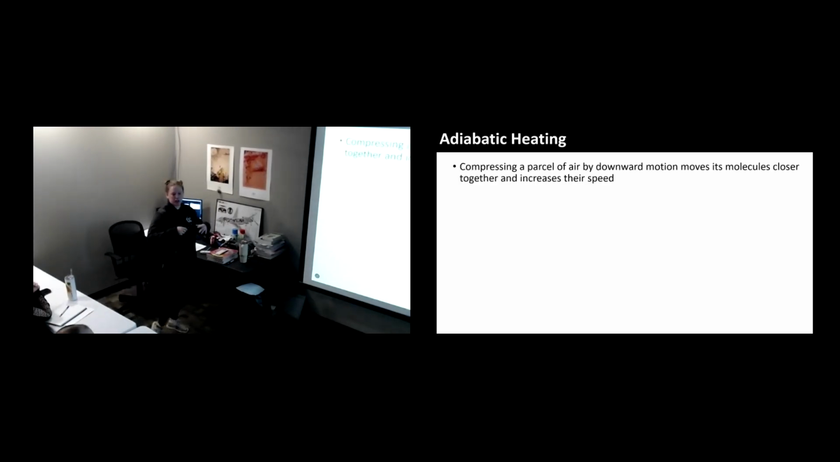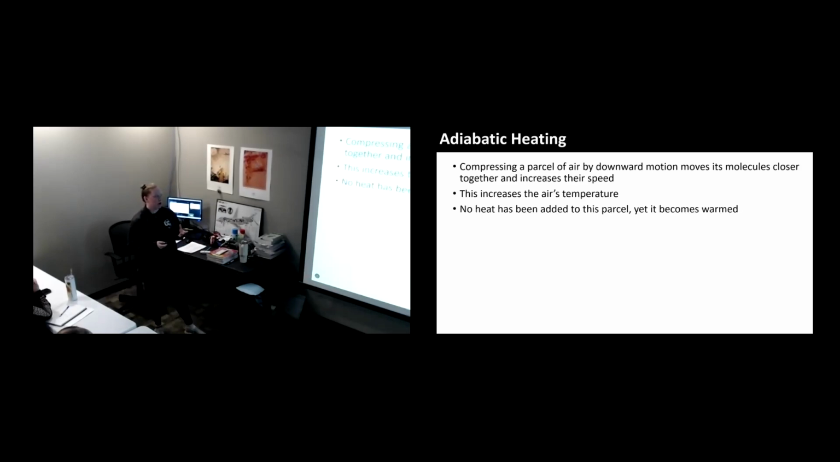Compressing the air, by downward motion, moves the molecules closer together, increasing their speed and increasing the air's temperature. No heat has been added, but it still warms.